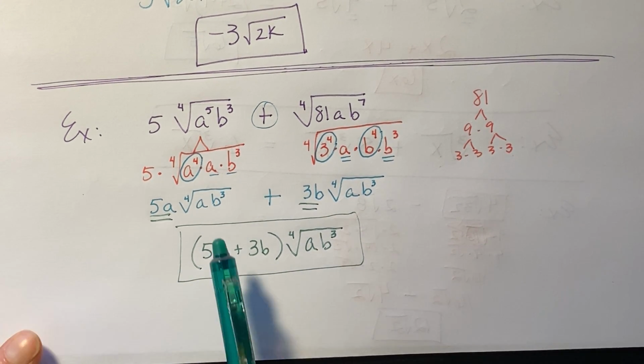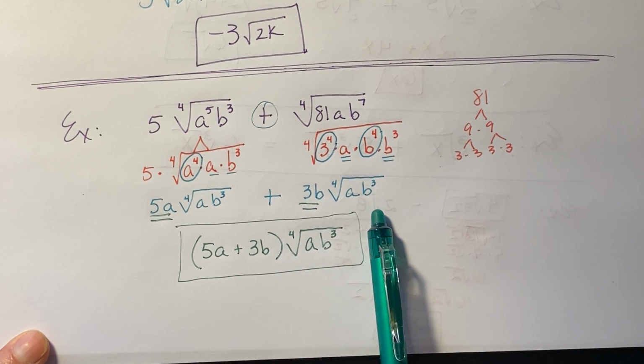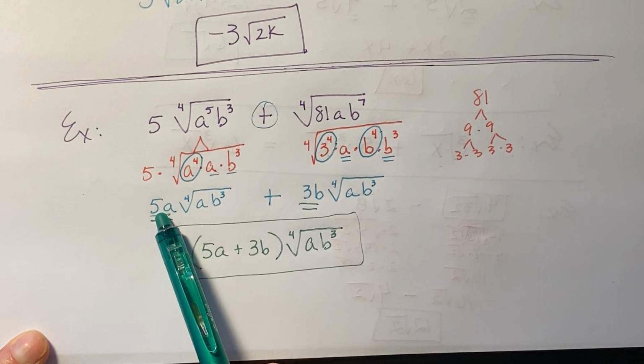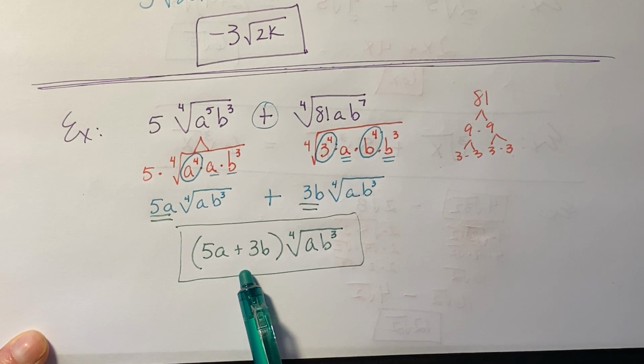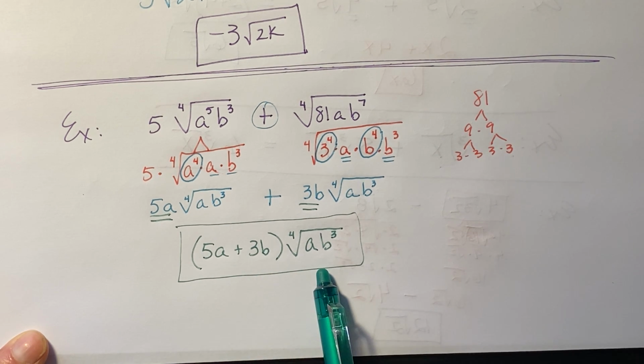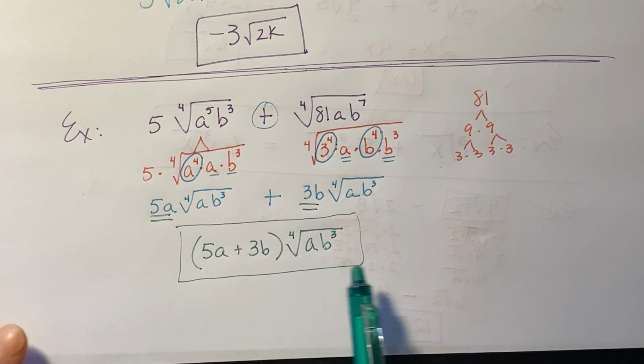So not only do we have to look out for the like radicals in order to add them, but what is out in front also has to be like terms in order to add them. Here we didn't get like terms, so we just leave it 5a plus 3b times the 4th root of ab cubed. Okay, that's it for this section.